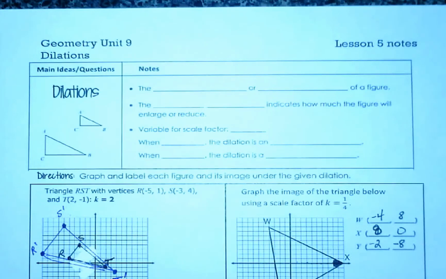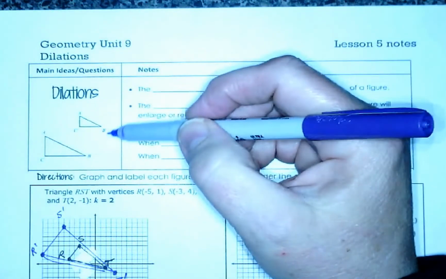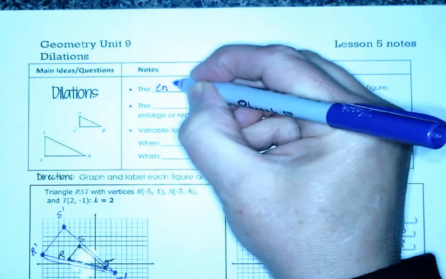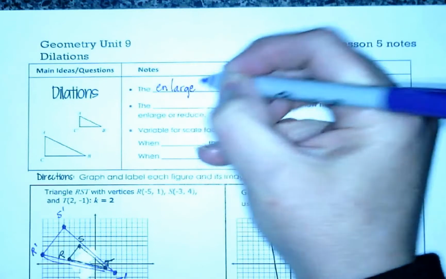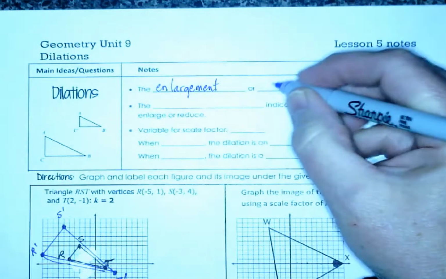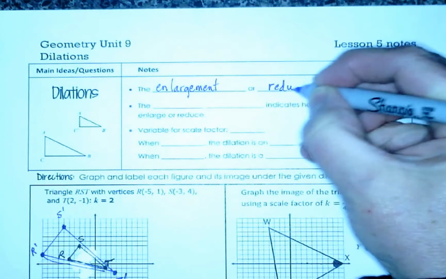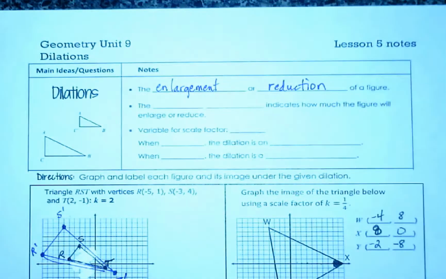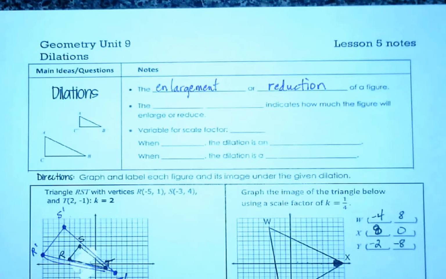All right, let's get into the notes for dilations, which is our last transformation that we're going to discuss. A dilation is when we take a shape and we either enlarge it, or reduce it. So we can make it bigger or we can make it smaller.